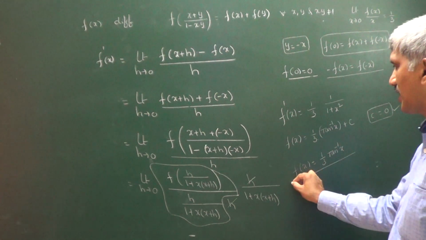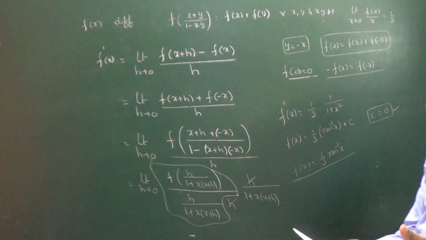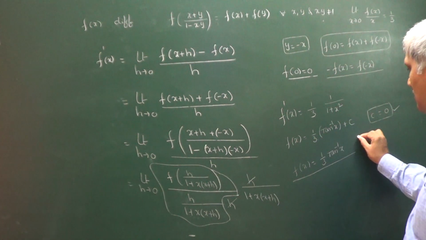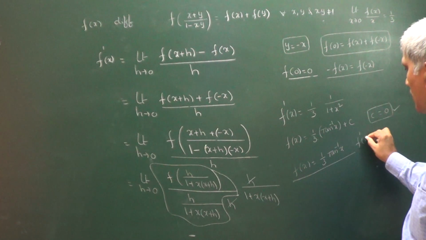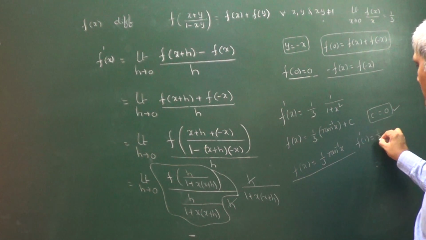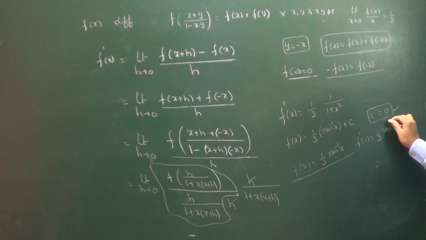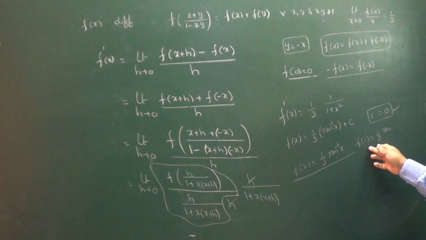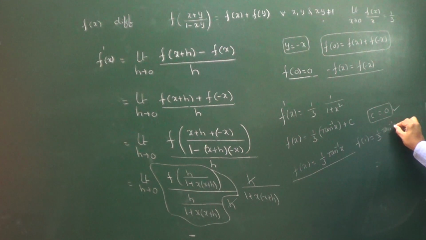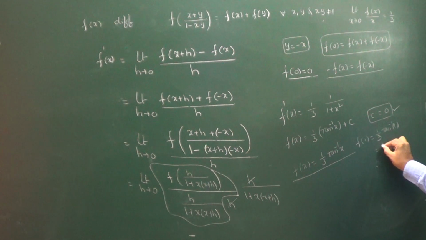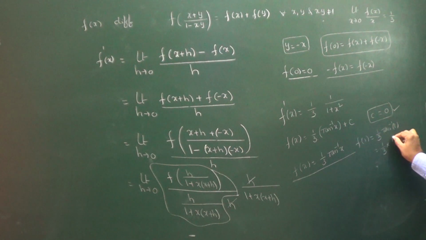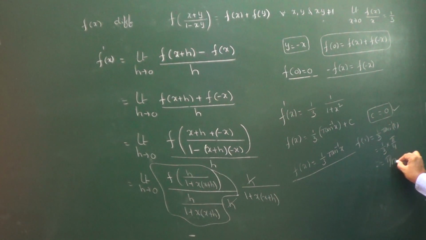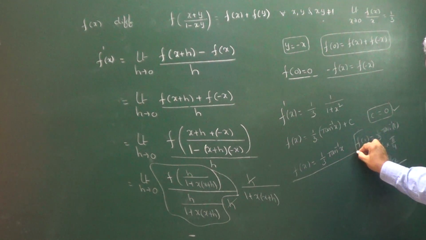But in the question, he is asking to find the value of f dash of 1. We can comfortably find f of 1 is equal to 1 by 3 into tan inverse of 1, that is equal to 1 by 3 into pi by 4, that is equal to pi by 12. This is the value of f of 1.